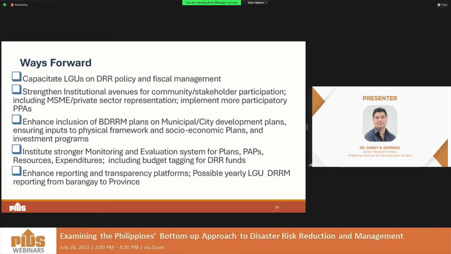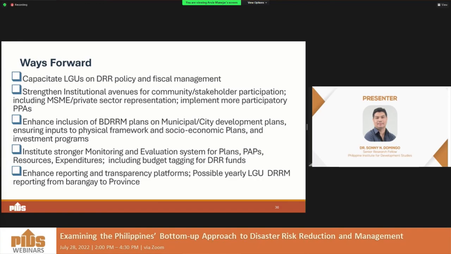Our last slide. In terms of ways forward, we have to capacitate LGUs on DRR policy and fiscal management. So as evidenced by the suboptimal use of what's available to them, we need to empower them in terms of using what's current in terms of assets and resources. And not really waiting for so many years to capitalize on them. Strengthen institutional avenues for community stakeholder participation, including, of course, our business community representation.